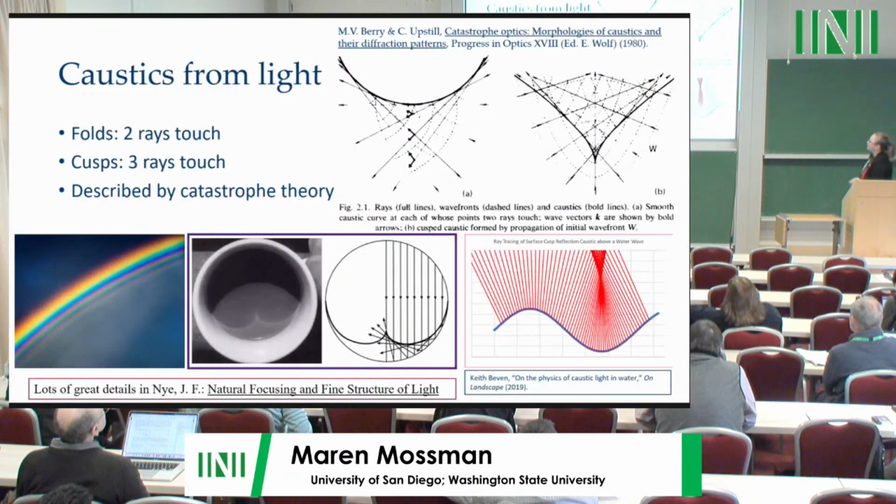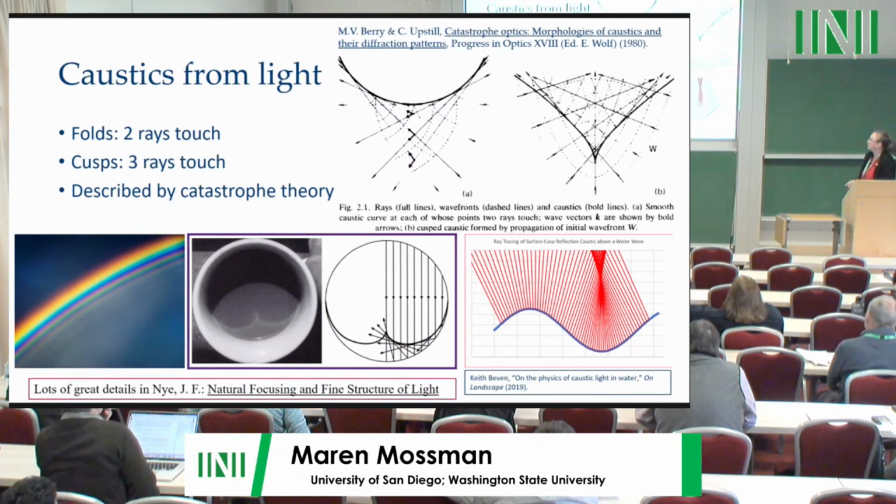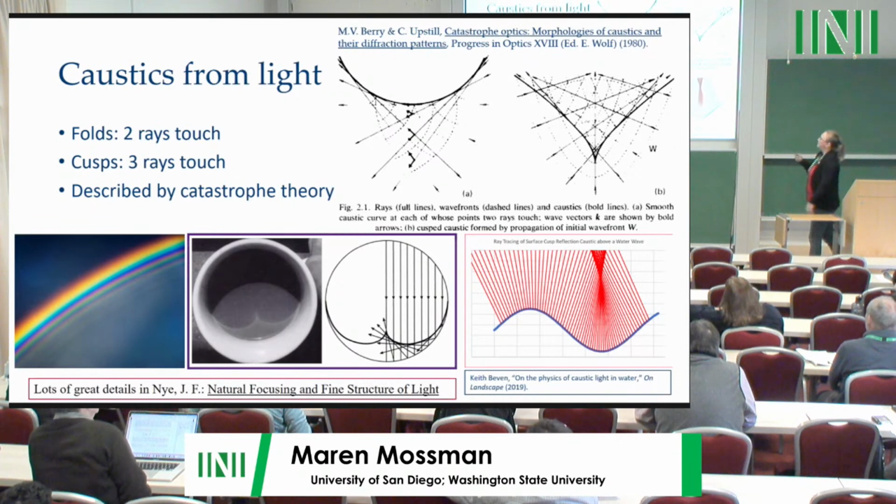Okay, so if you have two rays that come together, you get a fold. These are just the types of caustics I'm going to be talking about. And if you have three rays coming together, so one ray coming from right here, one ray coming from right here, and one ray going down the middle, you get a cusp. And so we're going to be talking about these, and these ideas about caustics are well described by catastrophe theory. So this is our road to catastrophe, if you will.